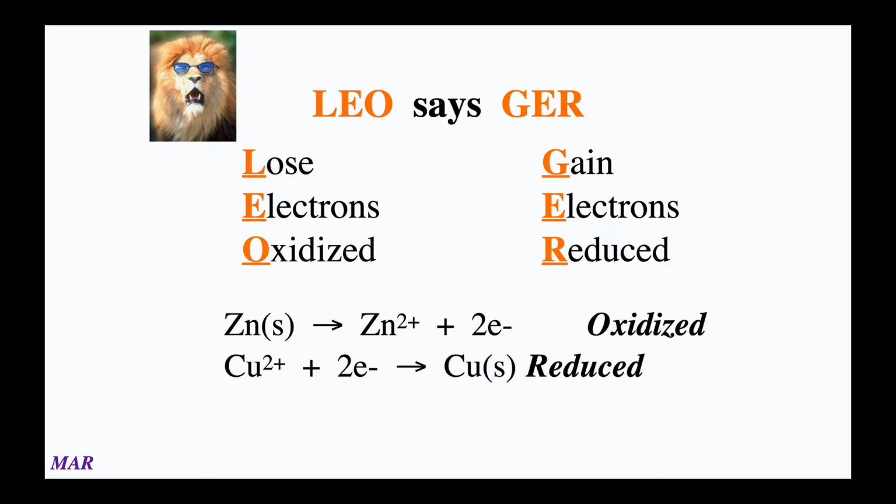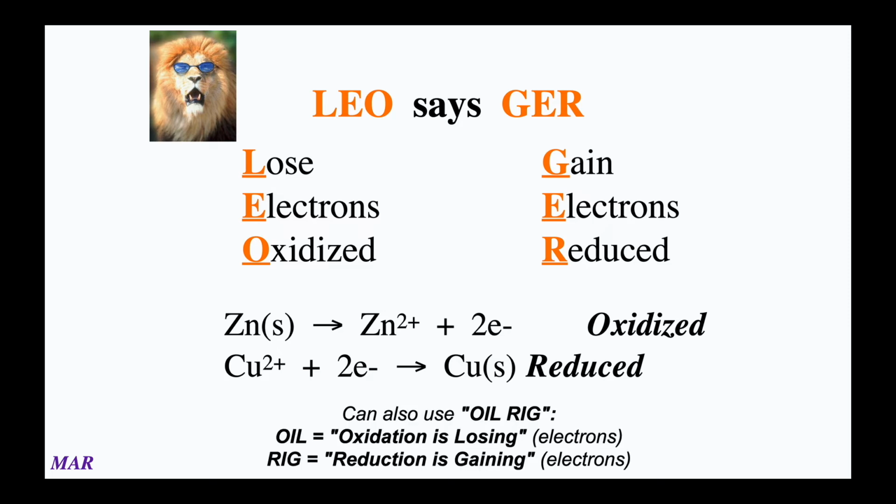So in the bottom down there, you see there's zinc metal. It's losing 2 electrons, so zinc is being oxidized. On the other hand, the copper 2+ is gaining electrons to make copper metal. It's being reduced. So Leo says grr is the way I like to roll, but you can do it either way you want. You can also use OIL RIG. OIL RIG is another acronym. OIL means oxidation is losing. RIG means reduction is gaining. And honestly, either way you want to do that, fantastic.